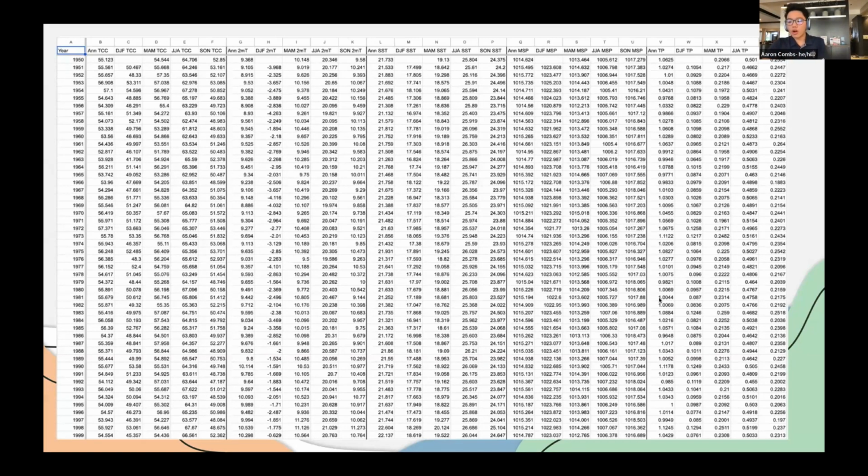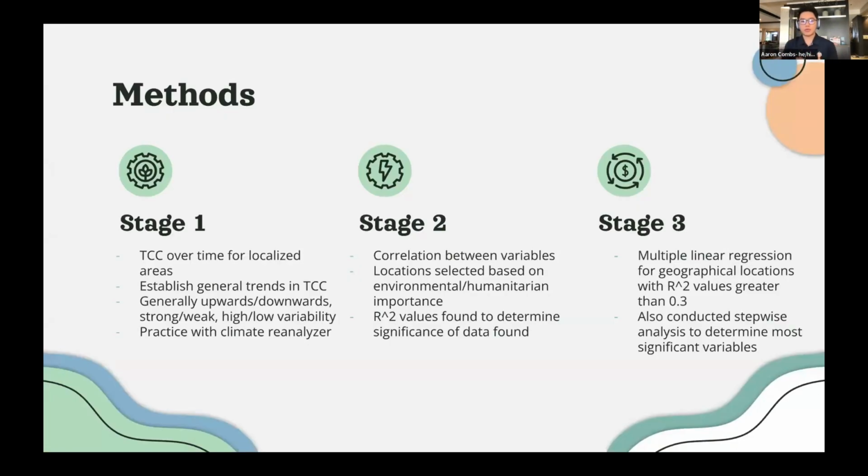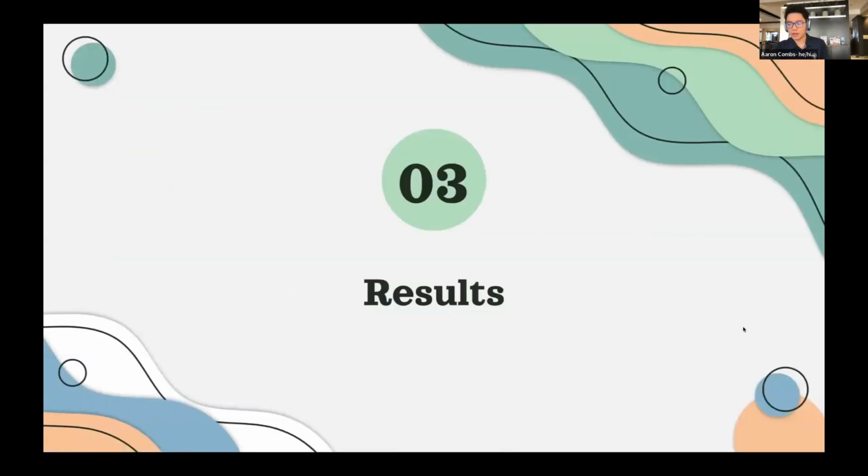For our methods, we broke up our overall process into 3 clear stages. Stage 1 was focused entirely on total cloud cover plotted over time. Stage 2 examined correlation through linear regression between total cloud cover and each of the 4 other variables. Stage 3 built upon stage 2 through multiple linear regressions. We also conducted stepwise analysis at stage 3 to determine the most significant variables in our MLR graphs. And here are our results.